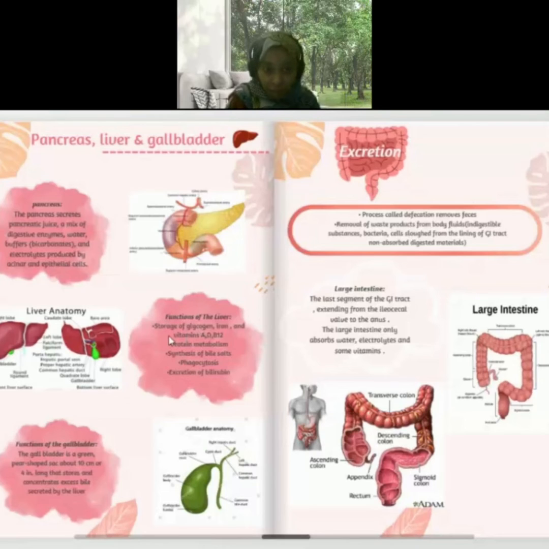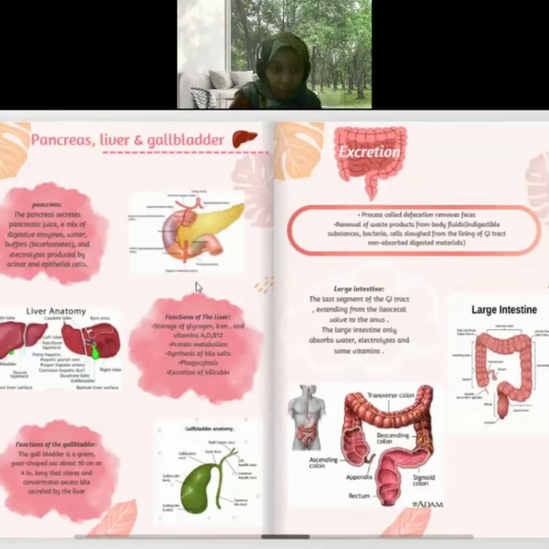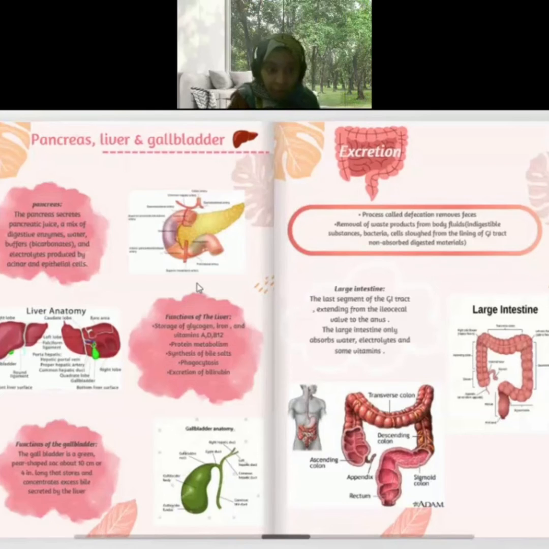And then we have the liver. Here are some functions of the liver. It can store glycogen, iron, and vitamins A, D, and B. It handles protein metabolism, synthesizes bile salts, and excretes bilirubin. The gallbladder is a green, pear-shaped sac about 10 centimeters long. It stores and concentrates excess bile secreted by the liver. So it stores the excess bile from the liver.